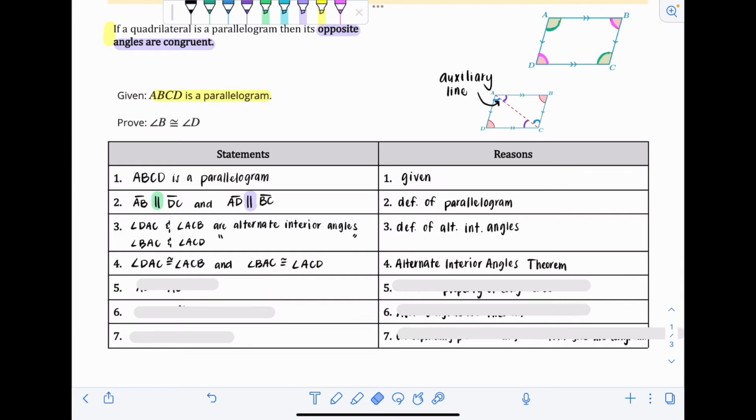Okay, and then for 4, I'm going to take a step back for a second. We've said that this angle and this angle are congruent, and then this angle and this angle are congruent. So of these two triangles that were created by that dotted line, we have two pairs of angles that are congruent to each other. If we can get one more part to show congruence, then we can probably use a triangle congruence theorem.